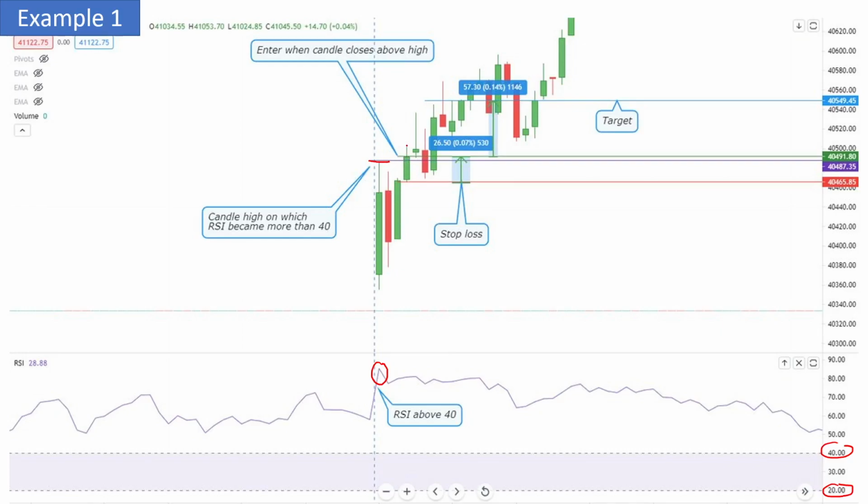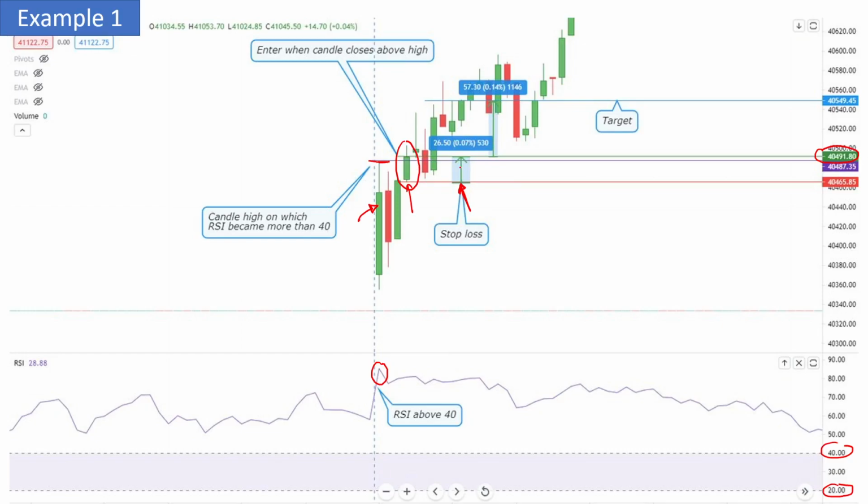Then we have to wait for another candle which actually goes above this particular high and closes above this. So this is the candle, right? This is the candle where the closing price went above the high of the candle where the RSI went above 40. So this is the point where we'll take entry on the spot, that is 40,491. We'll take entry over here and keep the low of this particular candle as our stop loss. So the stop loss has to be kept over here, as I have already marked.